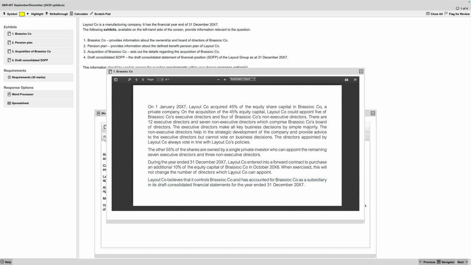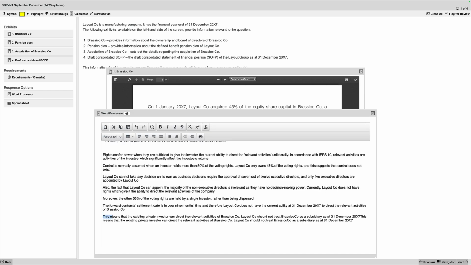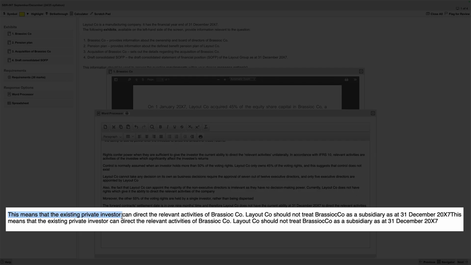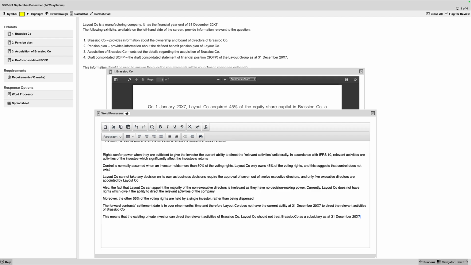So a final conclusion is needed. So this means that the existing private investor, the one who has 55%, can direct the relevant activities, and therefore we can't, so therefore it's not a subsidiary. And I've put it in twice for no reason. Okay, and that's it. It's really straightforward, a little bit of knowledge, make sure we applied it.